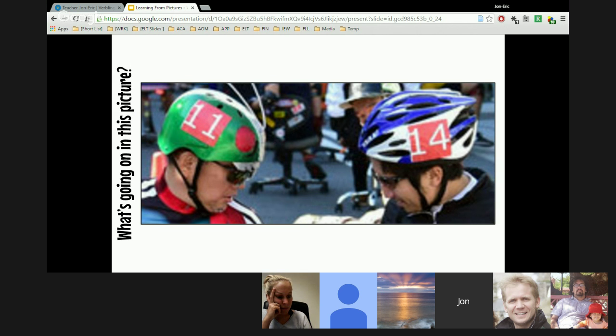Does anyone know the word for that black thing that's going underneath the guys' chins? Anyone? Going once, going twice. The word is, they've got straps. They've got straps keeping their helmets on. Helmet straps. And that's about it for their description.